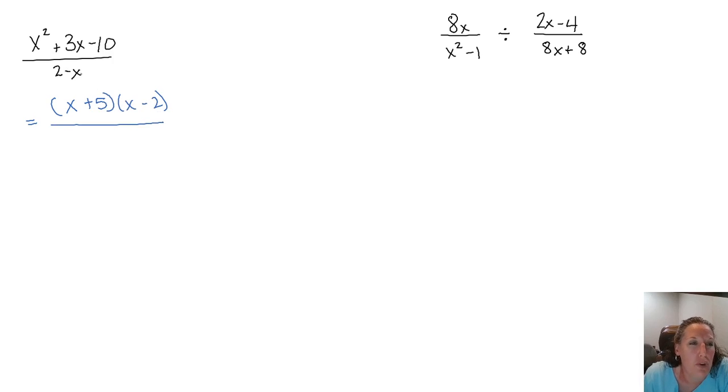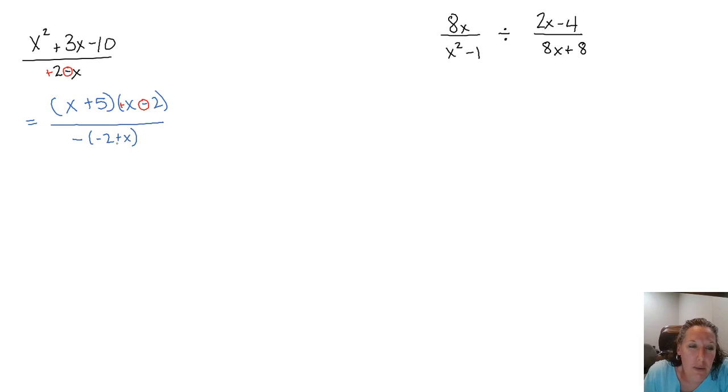On the bottom, we've got 2 minus x. That's got the same numbers as one of the factors we just found, but all of our signs are different. This one has a positive x and a negative 2, where this one is the opposite. We've got the negative on the x and a positive 2. So let's factor out that negative in the denominator. If we factor out a negative 1, that's going to be a negative 2 and a positive x.